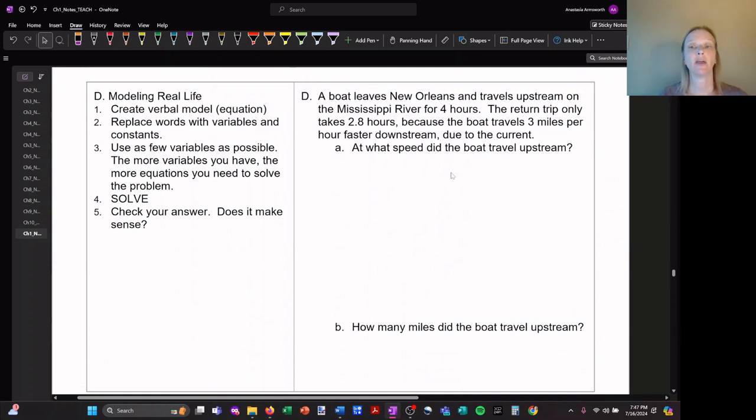Let's look at a real life example of how to use equations that have variables on both sides. A boat leaves New Orleans and travels upstream on the Mississippi River for 4 hours. The return trip only takes 2.8 hours because the boat travels 3 miles per hour faster downstream due to the current. So we want to know at what speed did the boat travel upstream, and then how many miles did the boat travel upstream.